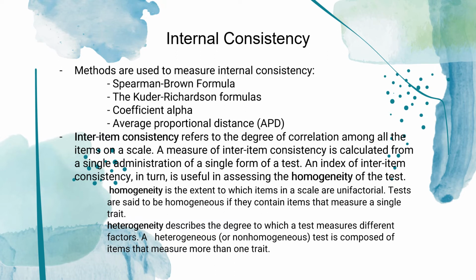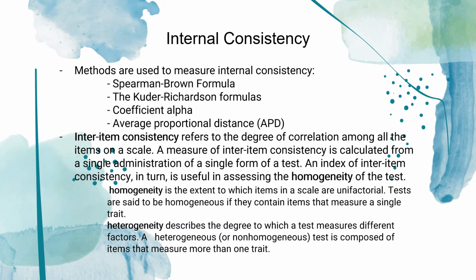An index of inter-item consistency, in turn, is useful in assessing the homogeneity of the test. Tests are said to be homogeneous if they contain items that measure a single trait. In other words, homogeneity is the extent to which items in a scale are unifactorial. In contrast to test homogeneity, heterogeneity describes the degree to which a test measures different factors. A heterogeneous test is composed of items that measure more than one trait.